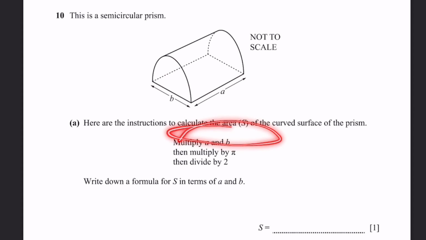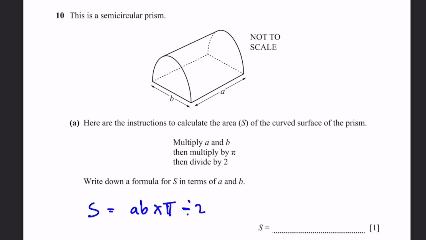First you multiply A and B, multiply by pi, divide by 2. That means S is equal to A into B and then multiplied by pi, divide by 2. That's equal to pi AB by 2. That's the answer.